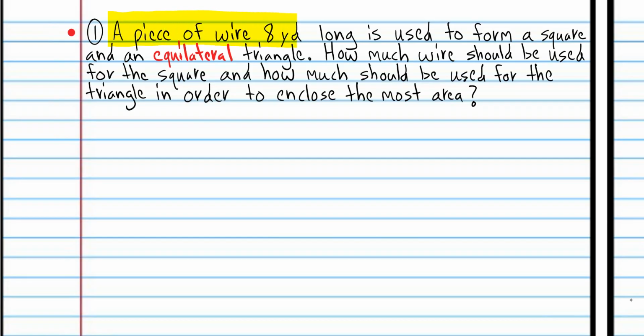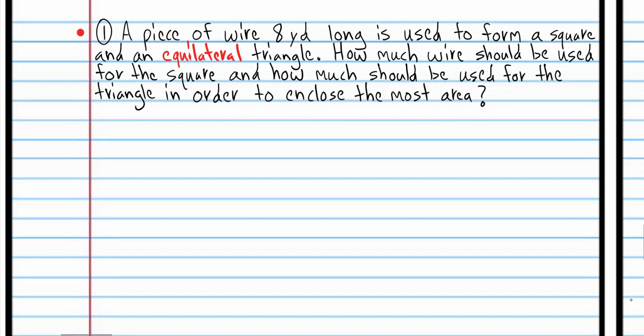It says a piece of wire 8 yards long is used to form a square and an equilateral triangle. That's important that it's equilateral. How much wire should be used for the square, and how much should be used for the triangle in order to enclose the most area? So we're trying to maximize the amount of area in the triangle and the square.